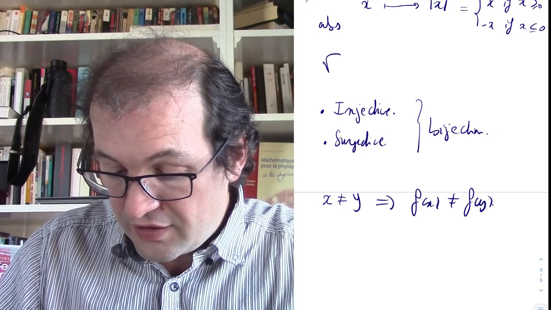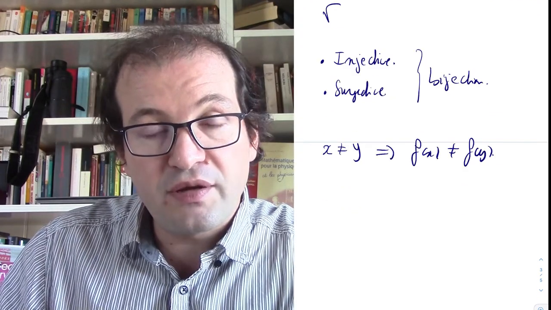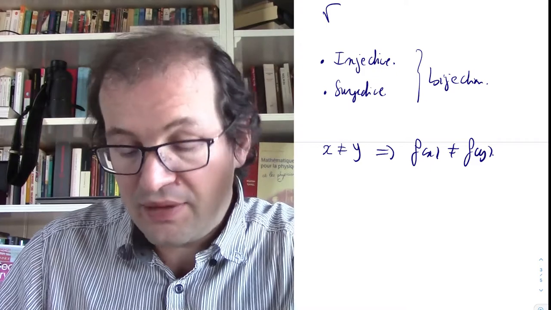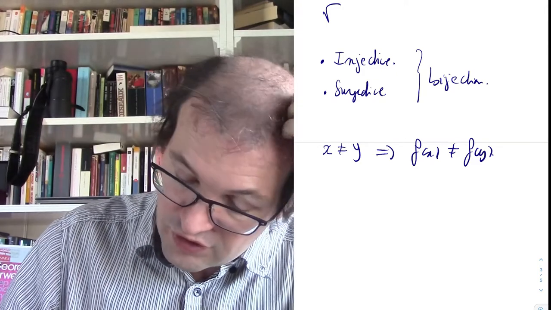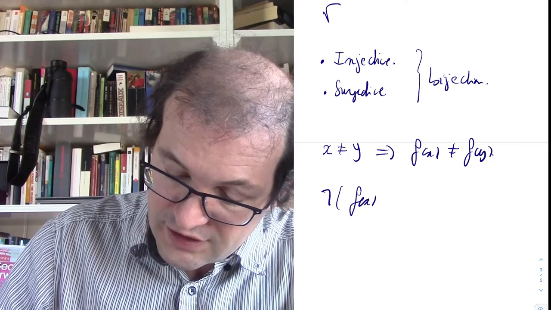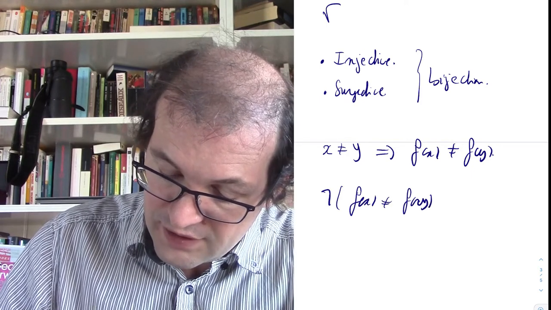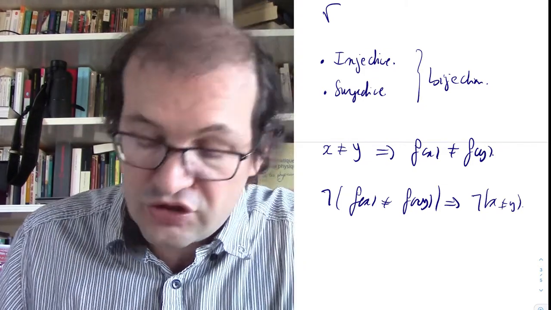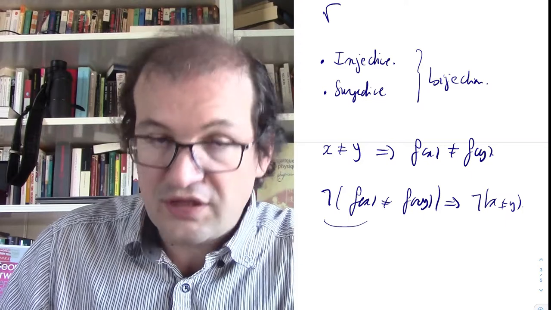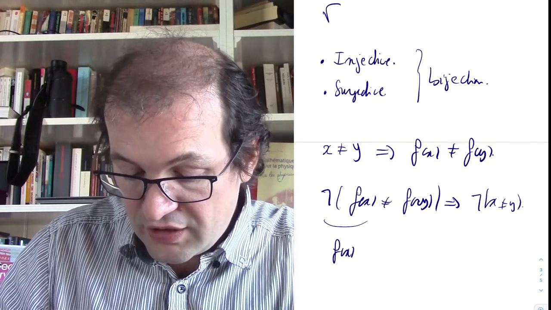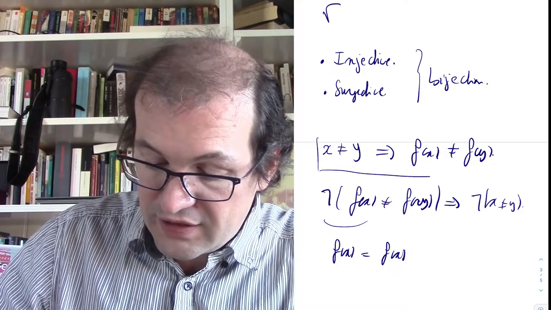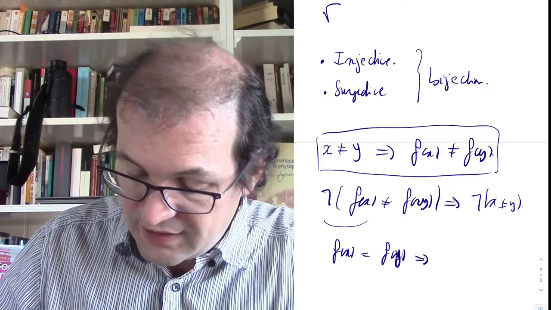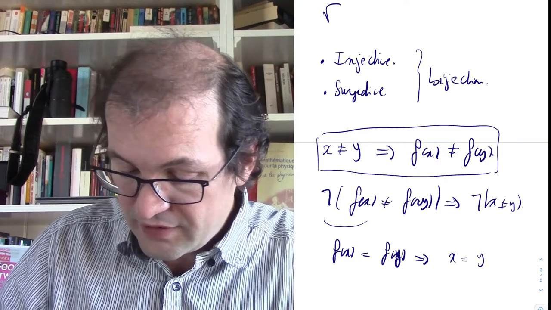Another definition of injection uses the negation of the implication. Remember that if P implies Q, then not Q implies not P. So not f of x different from f of y implies not x different from y. That's just the automatic negation of the implication. And now we look at what it is. Not to be different means to be equal. So we've got this alternative equivalent definition of injection, which is that if f of x is equal to f of y, then this implies that x equals y, which is the same idea.